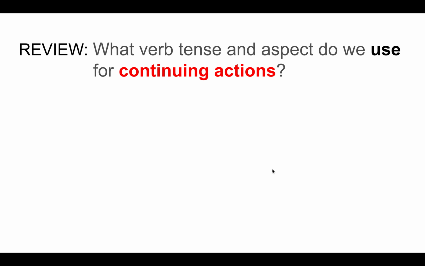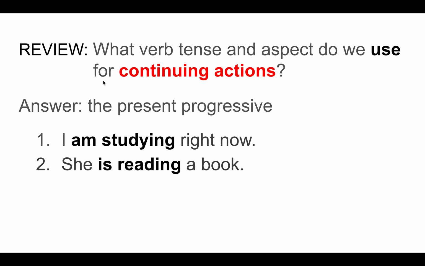Actions in progress also are not backshifted. This is because they are currently occurring and they're not occurring in the past. So, for example, what verb tense and aspect do we use for continuing actions? This is a quick review question. Well, the present progressive is the answer. I'm pretty sure most of you know that. I am studying right now. She is reading a book.